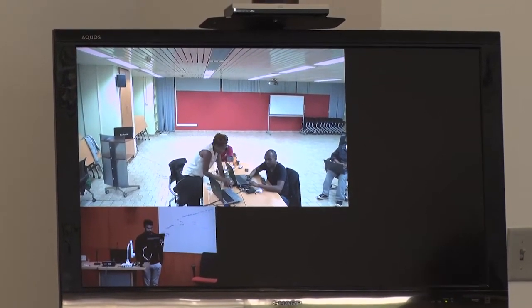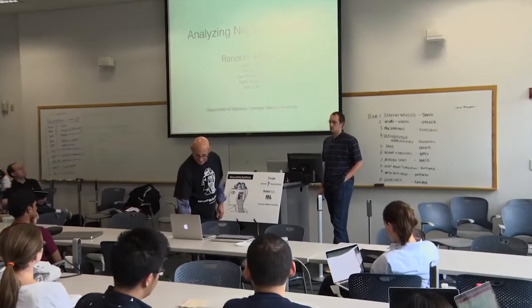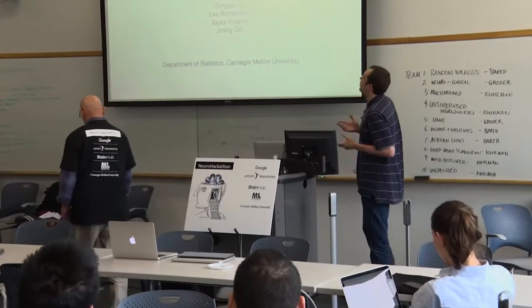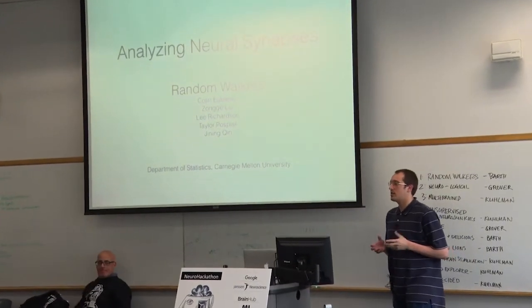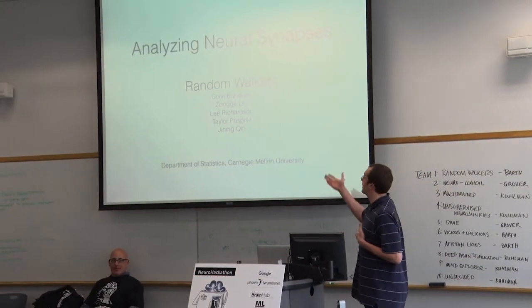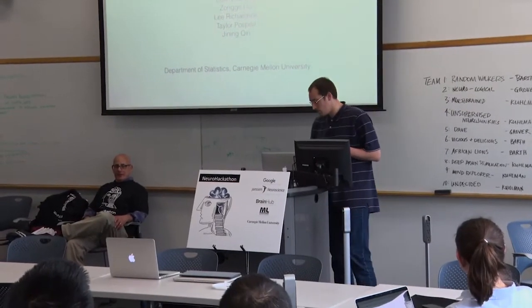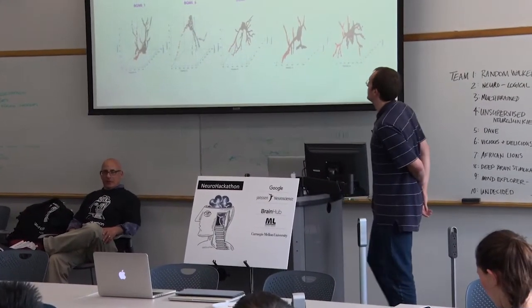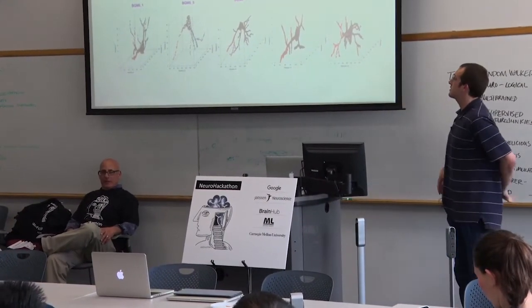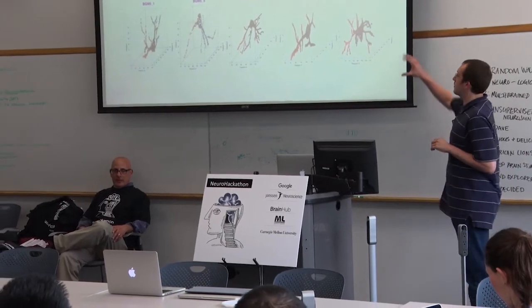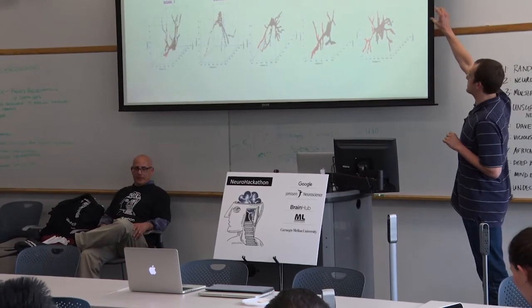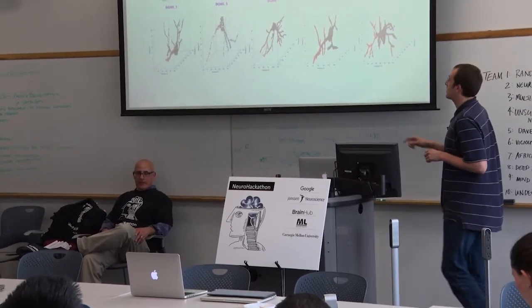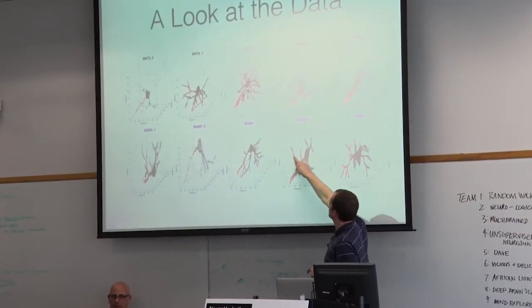So you're hooked up here. Hi, our team name is the Random Walkers, and we worked on the fourth data set, the BART data set, and what this basically comes down to is analyzing neural synapses. So, to start out, I want to give just a look at the data. The data here consists of 10 neurons, and for each neuron we have a measurement of synapses. Each one of these dots represents a synapse.